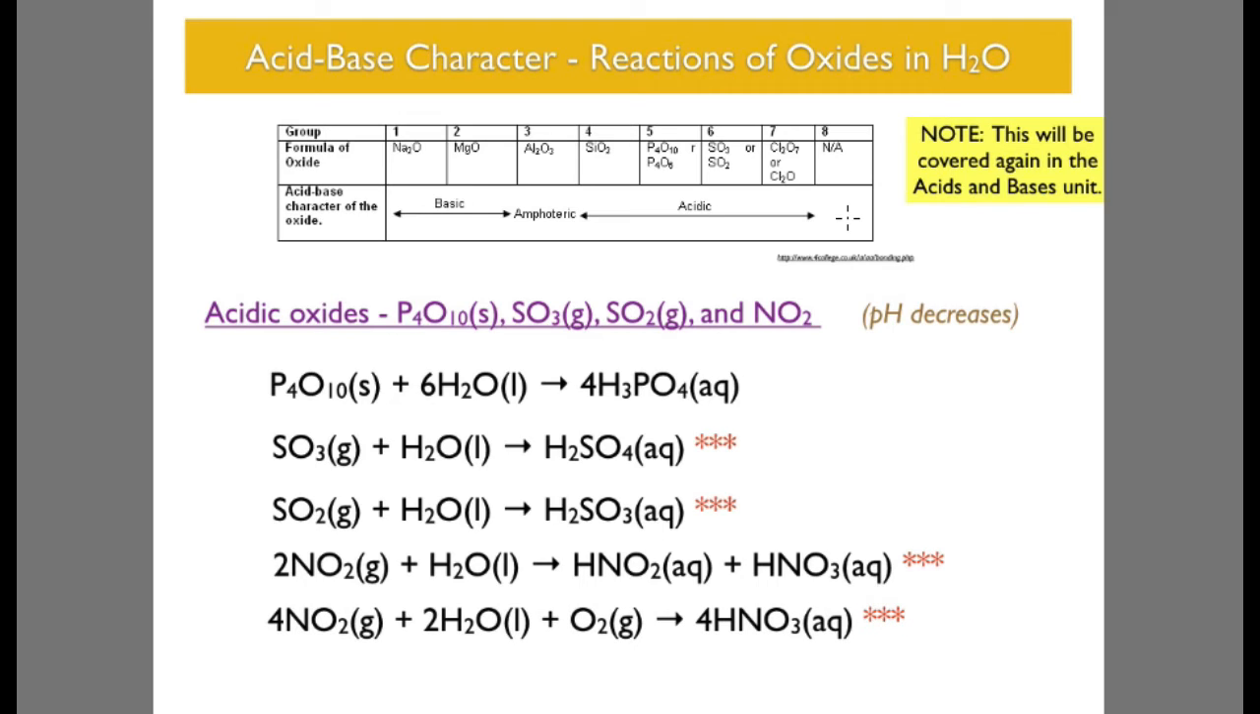But if there's plenty of oxygen about, then the nitrogen dioxide will react with water to only give nitric acid. And it's these, with the 3 stars, that contribute to the formation of acid rain, and we'll talk about that a bit more in the acid and base unit later on.